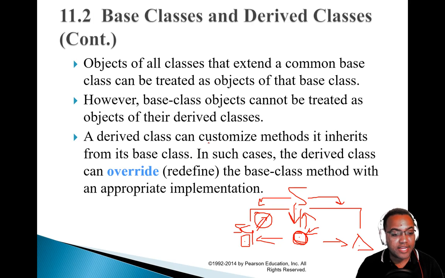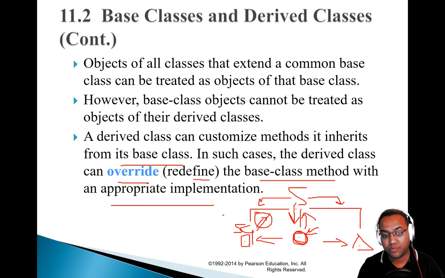So, a derived class can customize methods it inherits from its base class. This is called overriding. In such cases, the derived class can override or redefine the base class method with an appropriate implementation. And we do this all the time when the base class's method is too generic and we need to actually add to or take away from what it does.